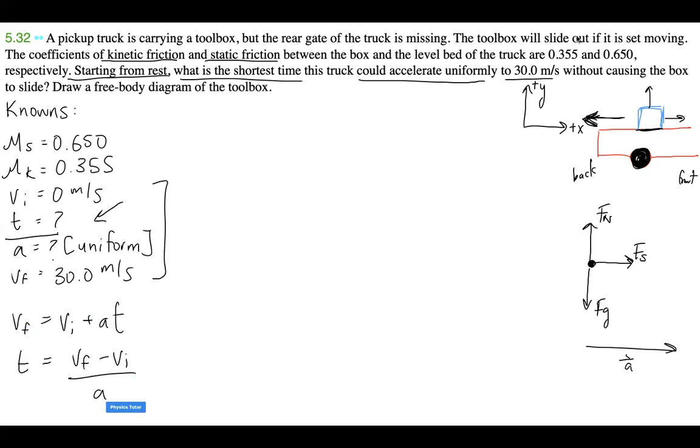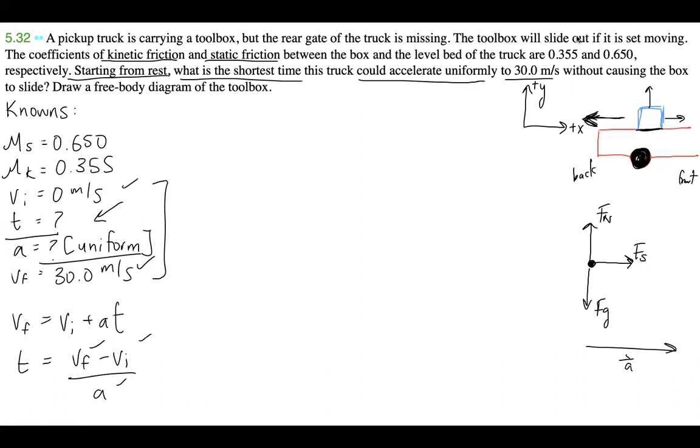So we have VF, we have VI, but we don't have A, right? We know it's uniform, but we don't have A. And how do we get acceleration? Well, we know that acceleration is related to force, right? And we have the force of kinetic friction, so that's going to tie in somehow. But let's actually write down how that ties all together.